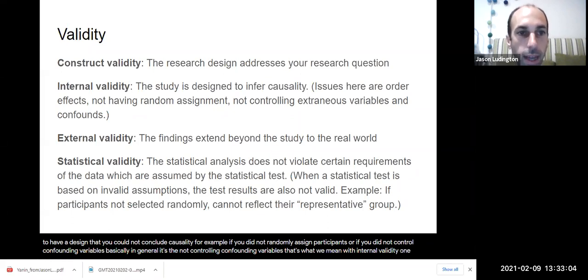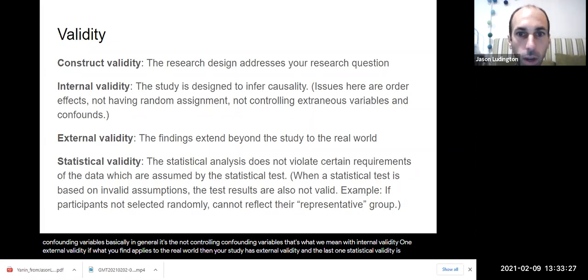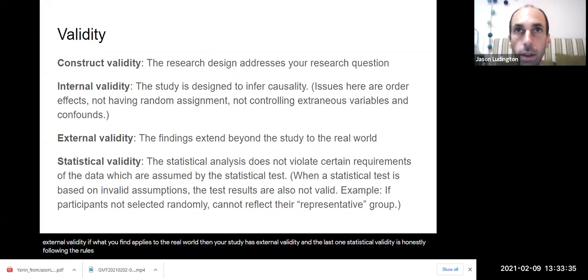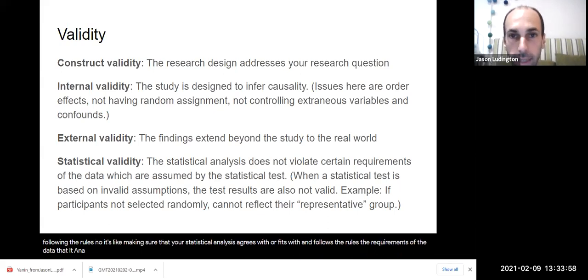The next one, external validity. If what you find applies to the real world, then your study has external validity. And the last one, statistical validity, is honestly following the rules. It's like making sure that your statistical analysis agrees with, fits with, and follows the rules, the requirements of the data that it analyzes.